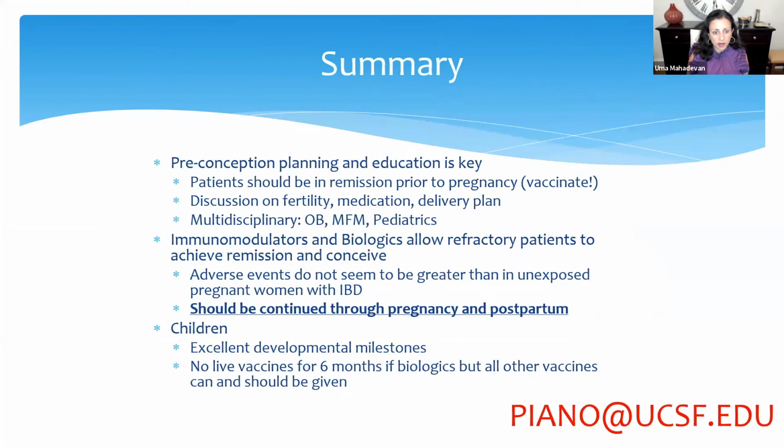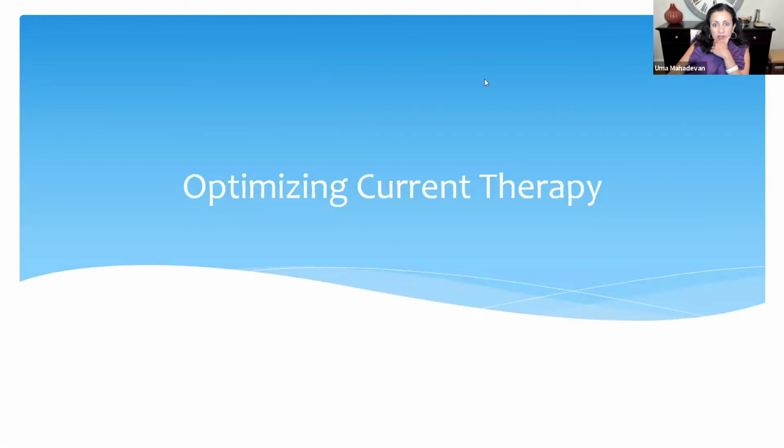So to summarize the pregnancy part, preconception planning and education is key. It's very important that your patient knows to come talk to you, ideally before getting pregnant, and that they should be healthy, ideally vaccinated, and in remission. Immunomodulators and biologics allow these refractory patients to achieve remission and conceive, and can be continued through pregnancy and the postpartum. And the children do well with excellent developmental milestones. And remember, no live vaccines for 6 months if on biologics, but all other vaccines can and should be given on schedule.